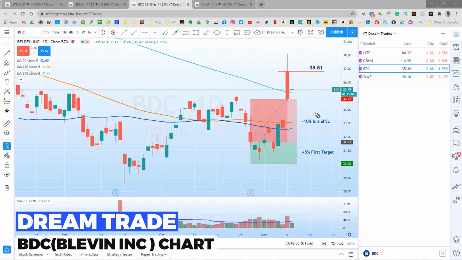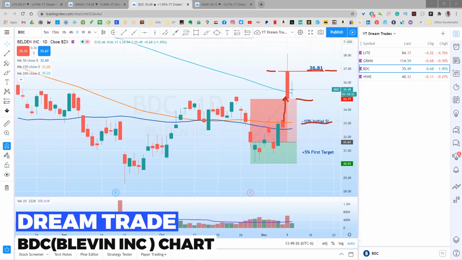And on Monday morning, Belden's price gapped way up to 36.81 and opened right there, which was above my stop loss. So that is where I got taken out. That represents a 16% loss, higher than the intended 10% loss on this.